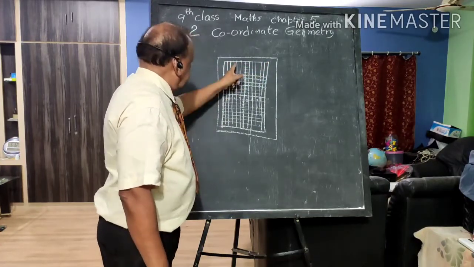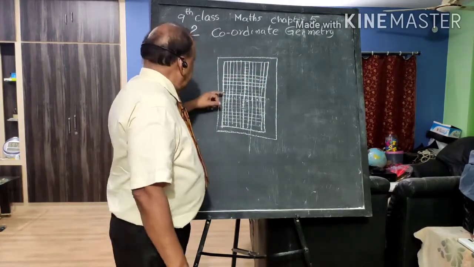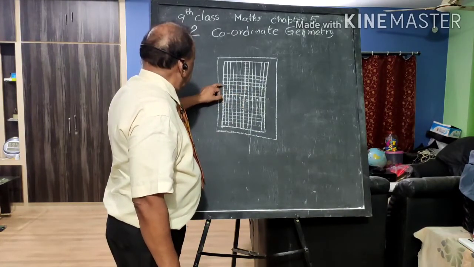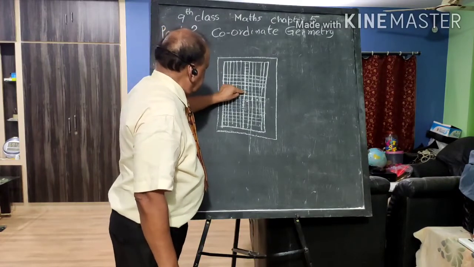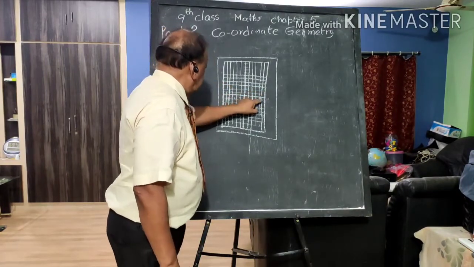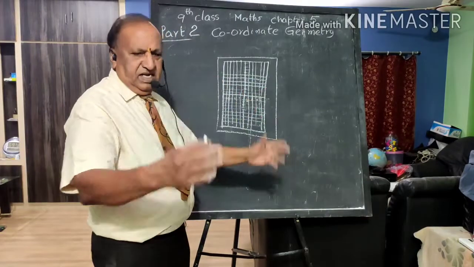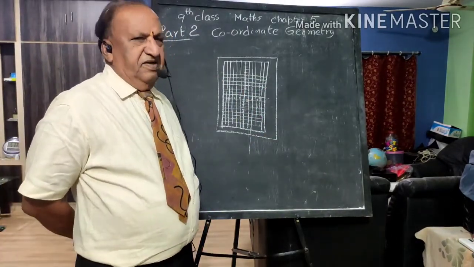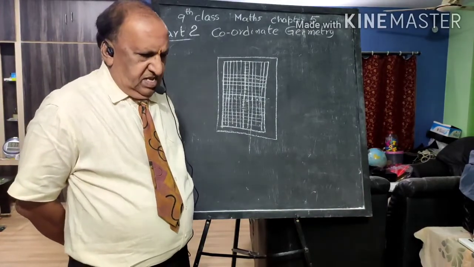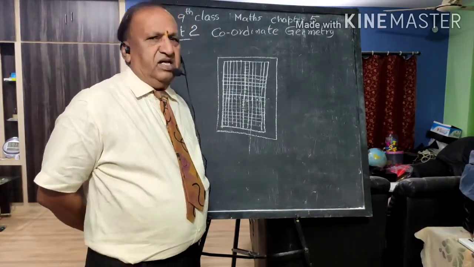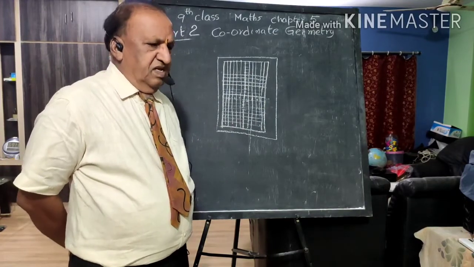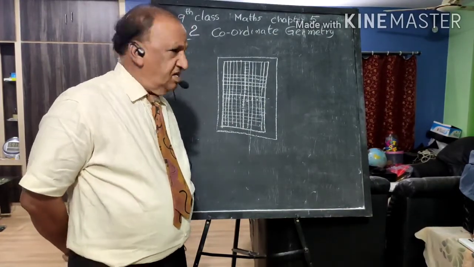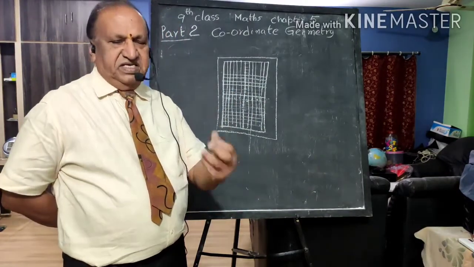If you join them and extend it, you get all the vertical lines. Similarly here, when you are marking, 1, 2, 3, 4. Similarly, you mark 1, 2, 3, 4 here. Join these two, extend it. Join these two, extend it. That's how you get a graph sheet. That's how you can prepare a graph sheet, even if the given graph sheets are not adequate, or one of the graph sheets is damaged for some reason or other. You always have a graph sheet in your hand.